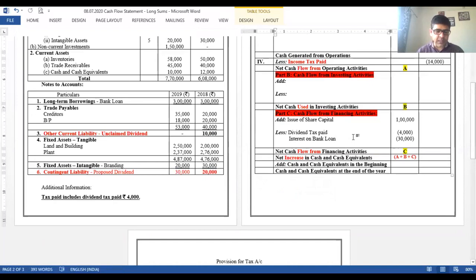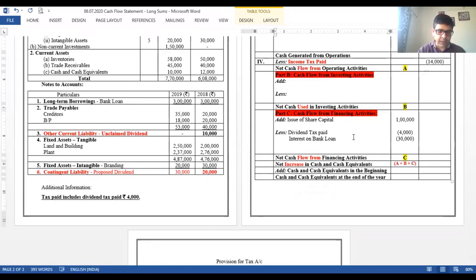So let us go to financing activity and write over there dividend paid, right? The amount of 20 plus 10, that's 30,000. Let me put it over here so that you also understand it in a better way. 20,000 plus 10,000, that's 30,000. Okay, so please take care of this.